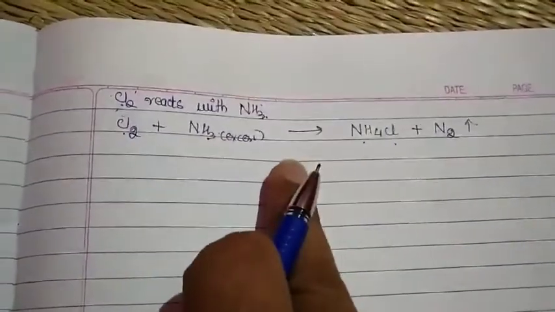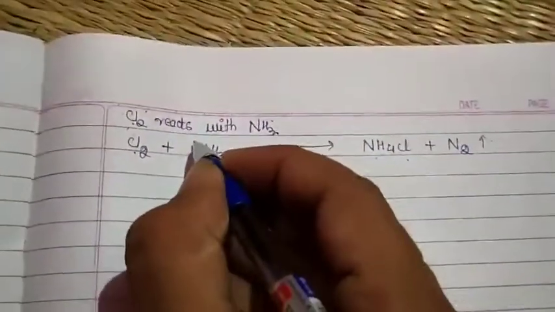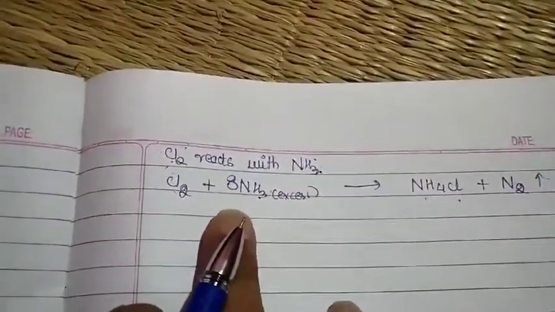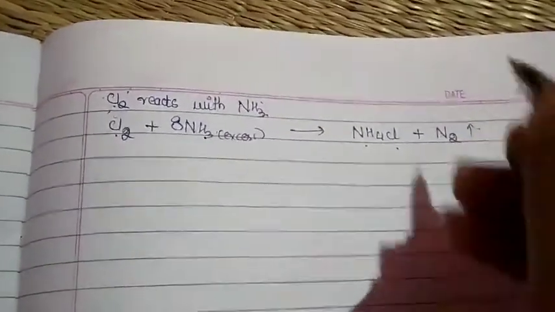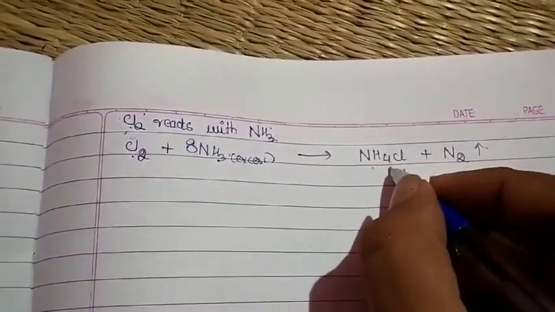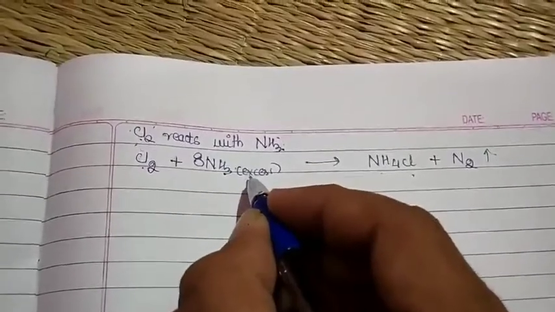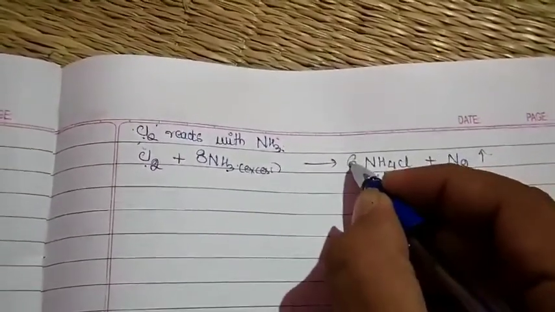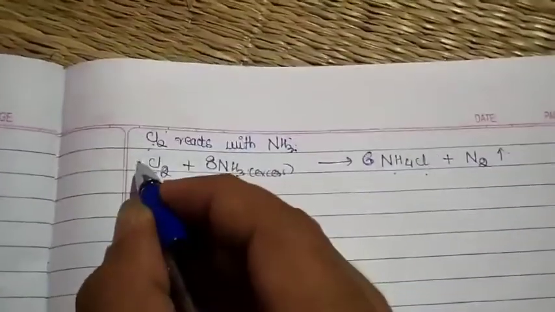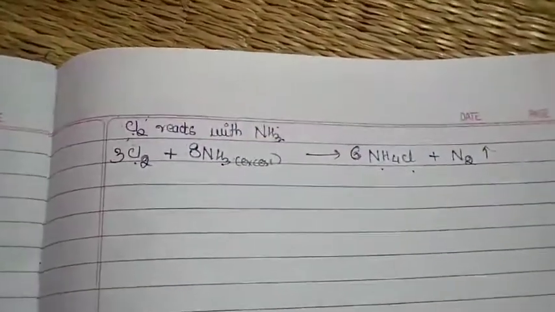When you balance the reaction, if you are taking in an excess of ammonia, it is your 8 ammonia. If I make it 8, I have 2 nitrogens, so 4 over here, and 8 threes are 24. So 6 NH4Cl plus N2, and here comes your 3Cl2.